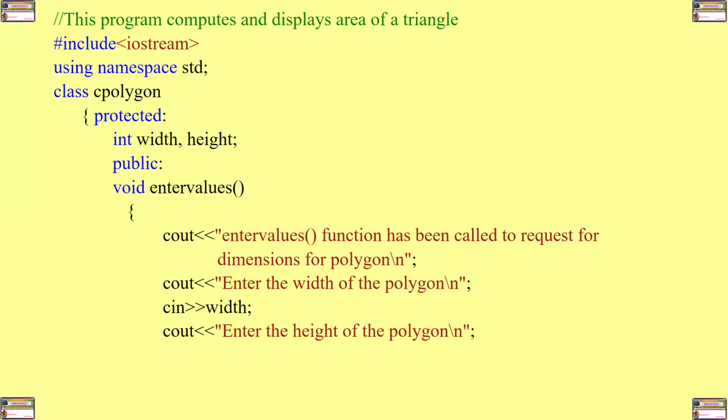Next, the user is prompted to enter the height of the polygon, and the value the user enters is read and stored in the member called height. So that's what that method or function is doing under the class CPolygon. At the end of the day, after this class has been invoked and executed, the members width and height will be holding two values, one in the width and the other in the height. That's the end of that class definition.